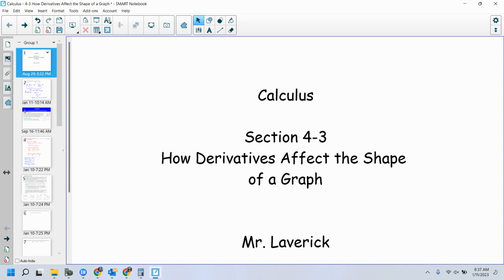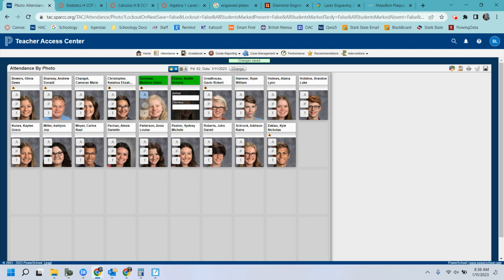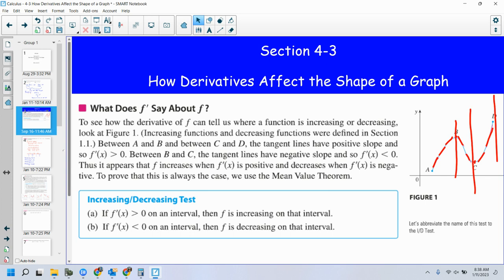All right, anyway, section 4.3, how derivatives affect the shape of the graph. So we talked yesterday, we began to talk about, okay, if you know what the derivative is, if you can actually calculate a numerical value of a derivative, that'll tell you something about the original graph. Since the derivative is equivalent to the slope, then the derivative will tell you whether the slope is positive or negative. And that'll tell you whether the original equation is increasing or decreasing, right?